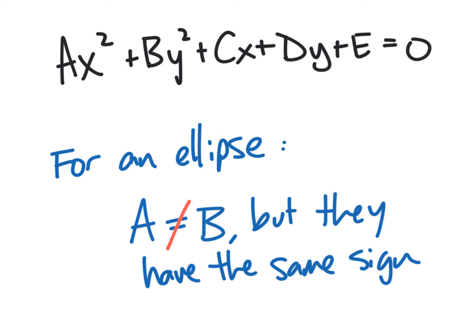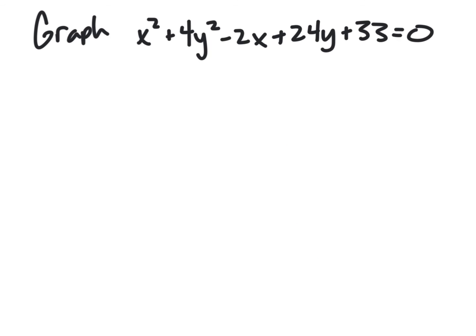All right, so let's talk about general form to standard form for a second. To recognize an ellipse from general form, A cannot be equal to B, but they have to have the same sign, meaning positive or negative. So here, whenever I'm looking at x² + 4y² + blah, blah, blah, A is 1, B is 4. They're both positive, but they're not equal. That lets me know that this is an ellipse.